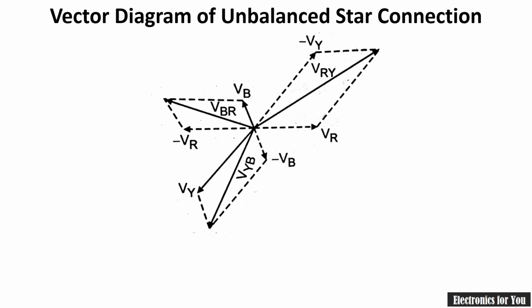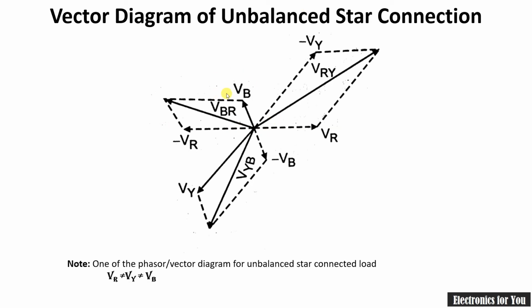Now let us see one of the vector diagrams in case of an unbalanced star connection. In case of an unbalanced star connection, generally VR, VB and VY will have different magnitudes. Similarly, the phase angles between them are different, and therefore we will get a waveform like this. Note that this is one of the diagrams. It can be anything depending on the values of VR, VY and VB. In this case, VR is not equal to VY, which is not equal to VB. That is the unbalanced star connection.